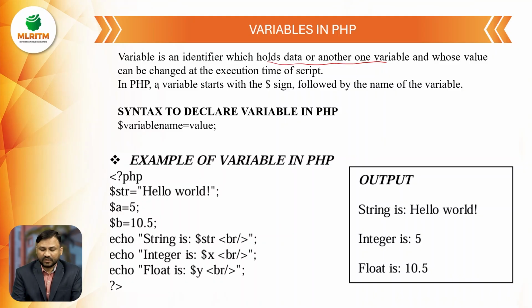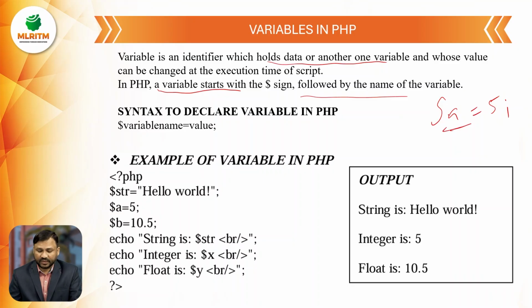In PHP, we write a variable with a dollar sign. We use the dollar symbol for declaring or initializing a variable, followed by the name of the variable, like $a = 5, which means 5 is assigned to a. We'll see some examples of variables in PHP.